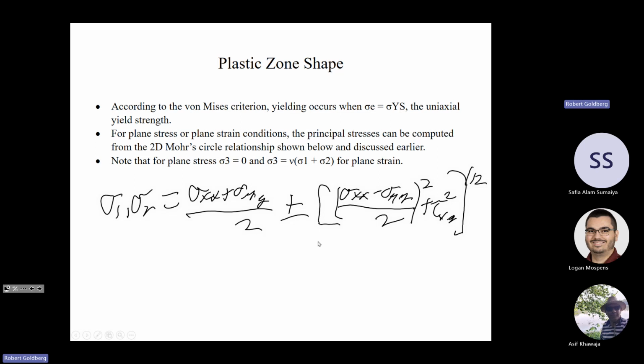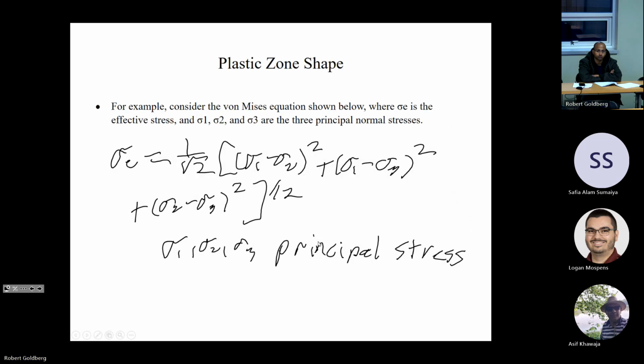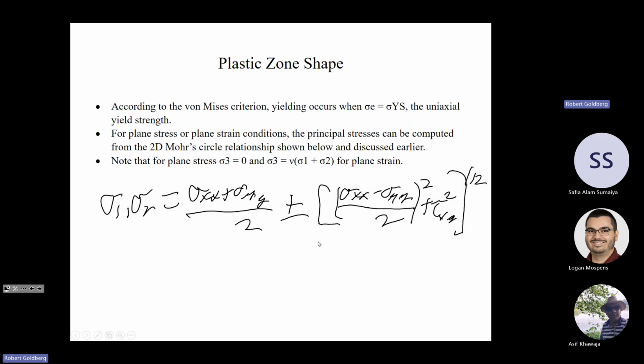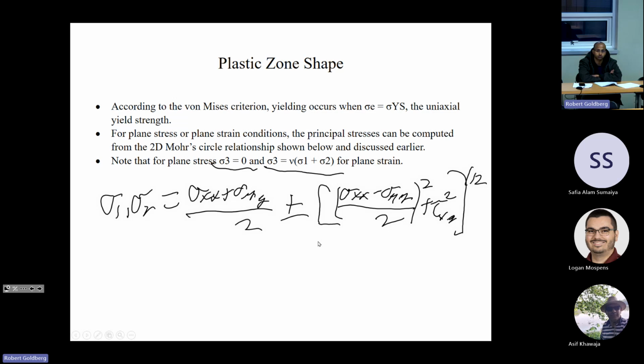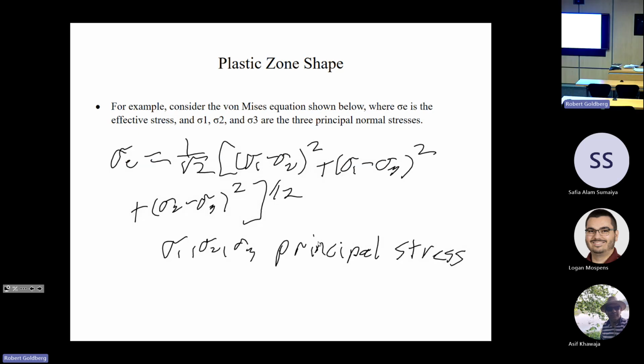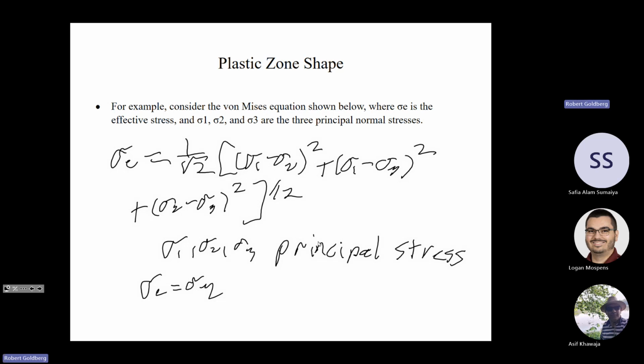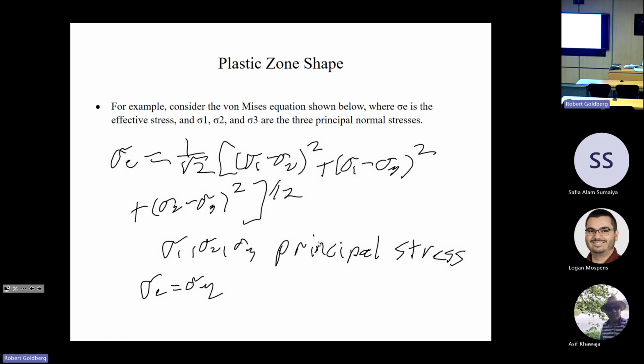So we can take our full multi-axial stress state computed by these various equations, and we can compute our principal stresses. And note, for plane stress, sigma 3 equals 0. For plane strain, sigma 3 is equal to nu, the Poisson ratio, times sigma 1 plus sigma 2. We take all those principal stresses and plug them in here. That's our effective or yield stress. And we can take all of this and plug it into the expressions that we talked about.